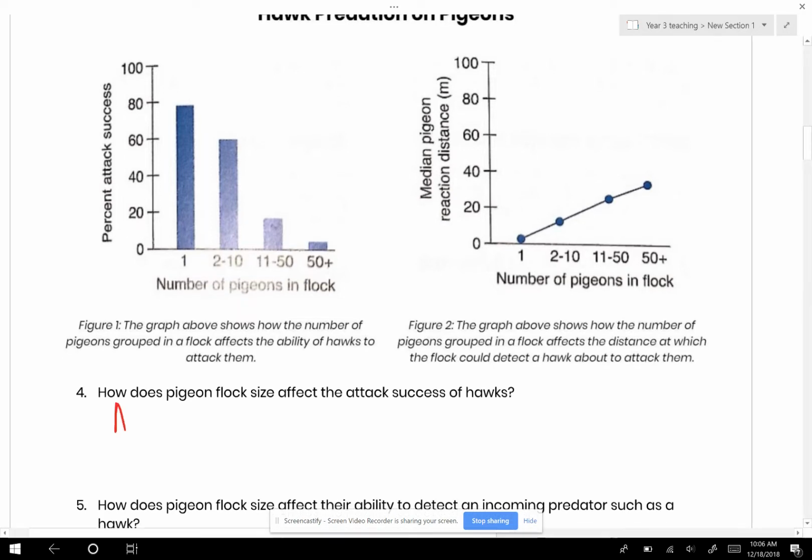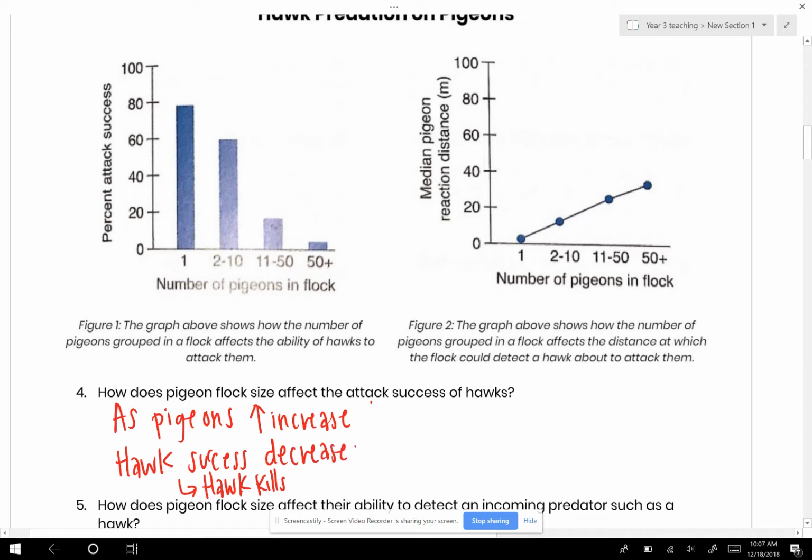So you would write, as pigeons increase, hawk success decreases, or it goes down. In other words, hawk success means the hawk is able to kill and eat them. Okay, so that's what you should get out of the first graph.